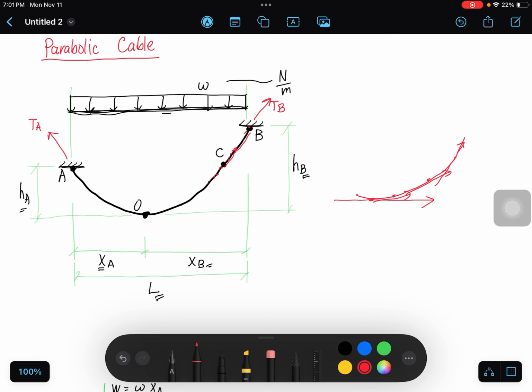Parang sa calculus maxima minima, di ba? Sa highest point or sa lowest point, ang slope or ang inclination ng force doon is horizontal. Ang inclination ay 0. At this maximum point, ang tangent line, dito sa maximum point, horizontal na siya. Same sa minimum point, horizontal na yan. Kaya at point O, ito ang lowest point natin, ang tangent dyan ay horizontal.